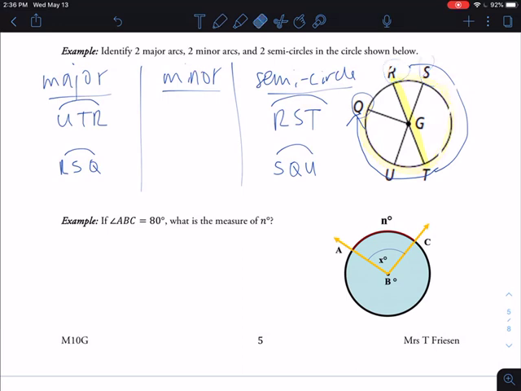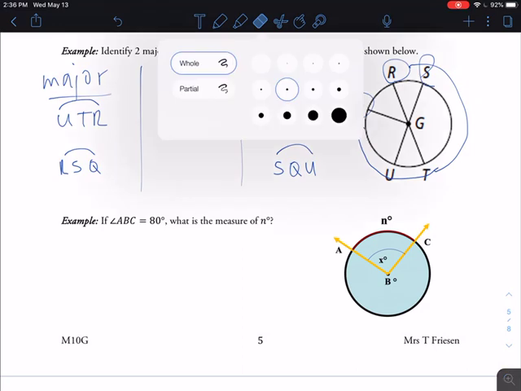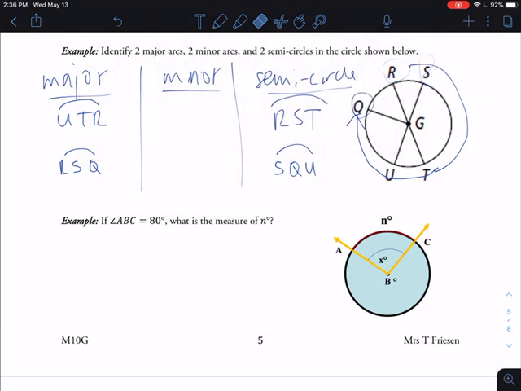Last but not least, minor arc. These, I think most people find a little bit easier. Sorry, hang on. Just trying to get these lines to all erase. There we go.